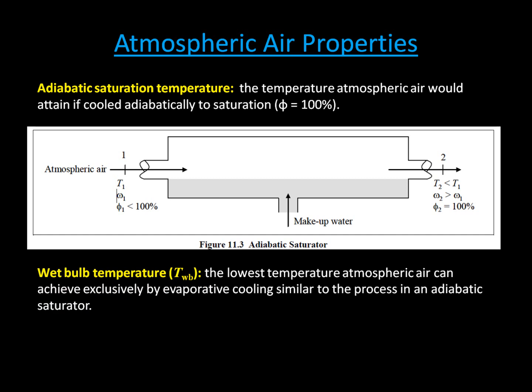So, wet bulb temperature. In the Army especially, you've seen this. You have to get your wet bulb temperature when you're out in the field. That is the lowest temperature that atmospheric air can achieve exclusively by evaporative cooling, and that's similar to the process in an adiabatic saturator.